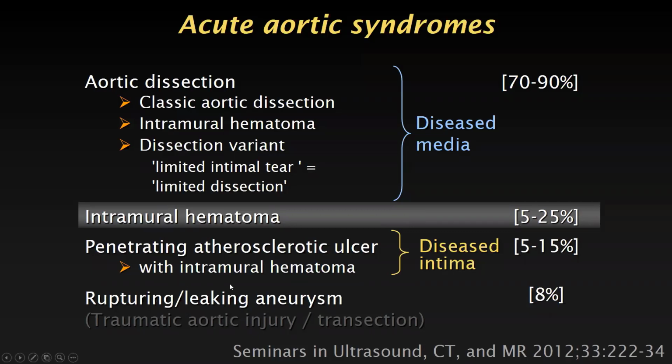Intramural blood can also be associated with PAU, but it doesn't have to be. And as we've discussed, there are many more ulcers that are not acute PAUs. But again, a PAU is a consequence of intimal disease, so they are atherosclerosis, whereas this group is a medial disease. Then rupturing or leaking aneurysms are also an entity that should be part of the acute aortic syndromes.